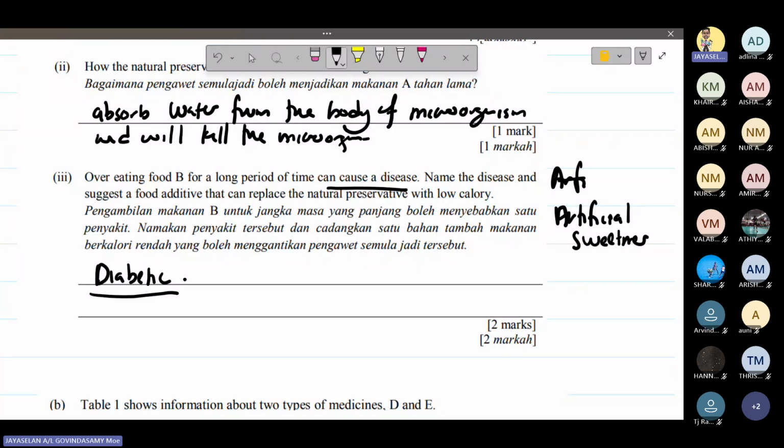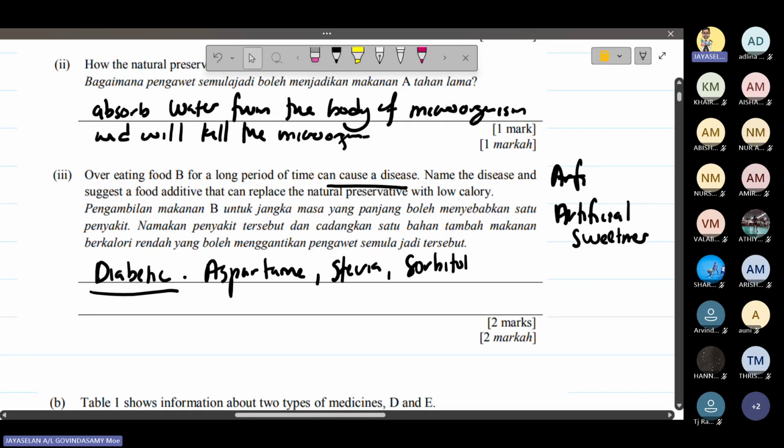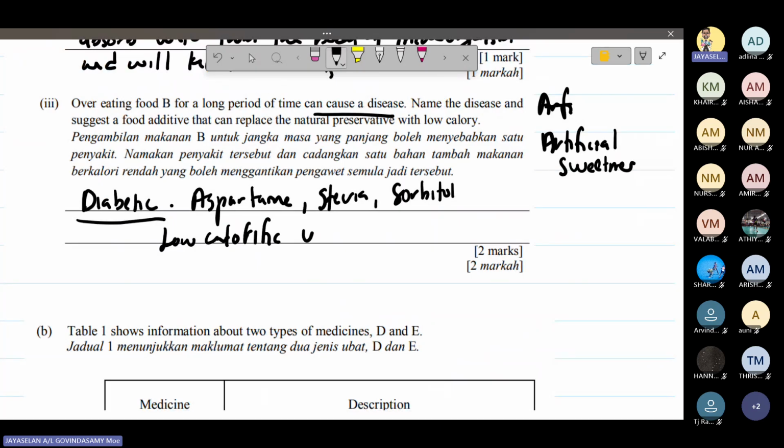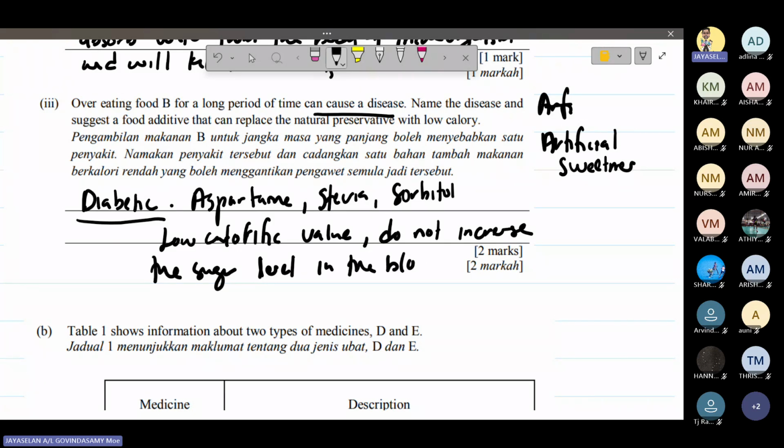So you can use what? Aspartame or stevia or sorbitol. Please remember aspartame, stevia, sorbitol. They have low calorific value and do not increase the sugar level in the blood. All this must be remembered. Any question?